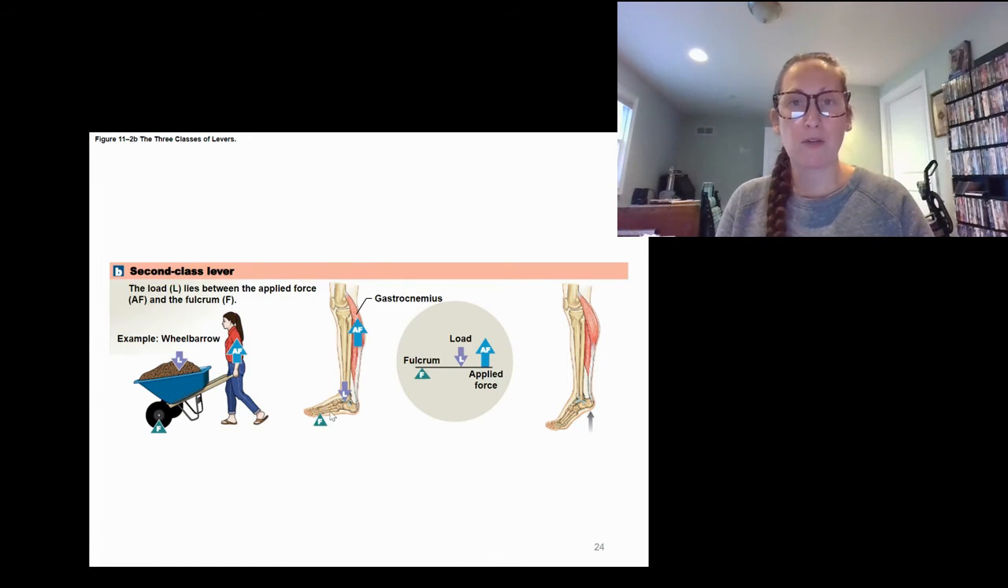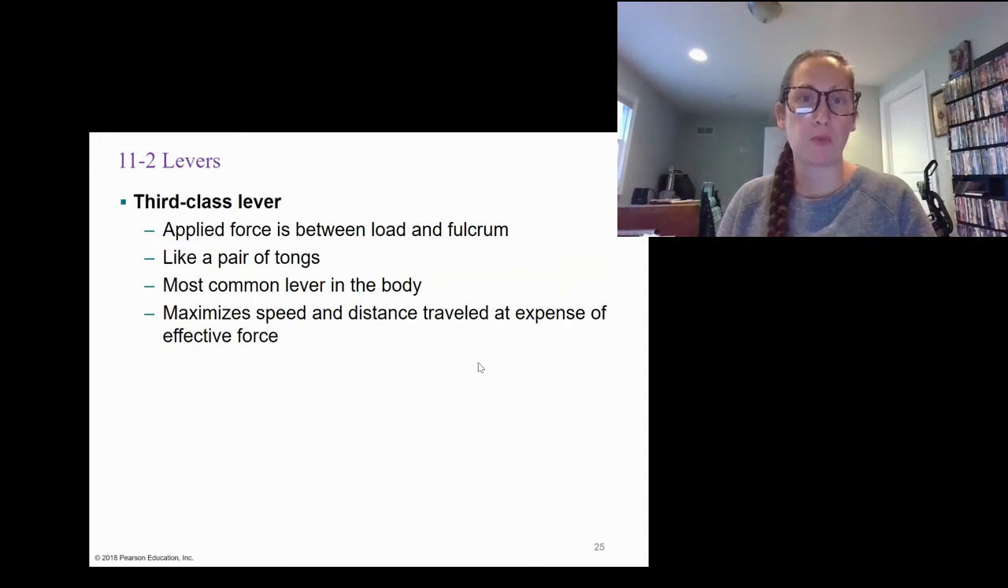The fulcrum is down in the foot area, the load is here at the ankle, and then obviously our applied force is our gastrocnemius pulling that heel up. And again, you can see the arrangement of fulcrum, load, and applied force for a second class lever. So you'll see a few of those throughout the body, few and far between.